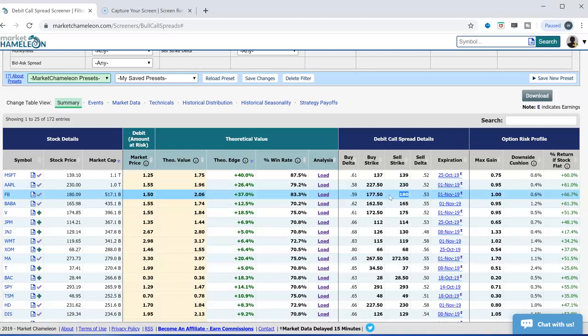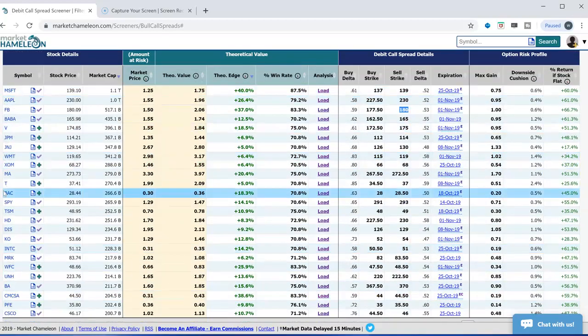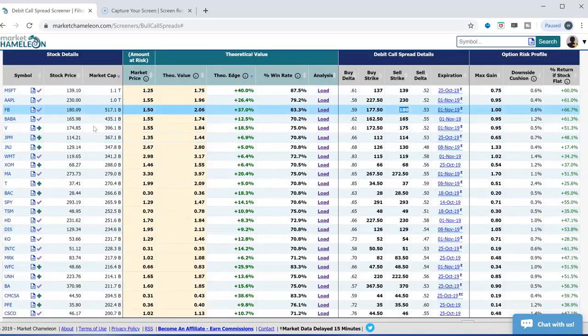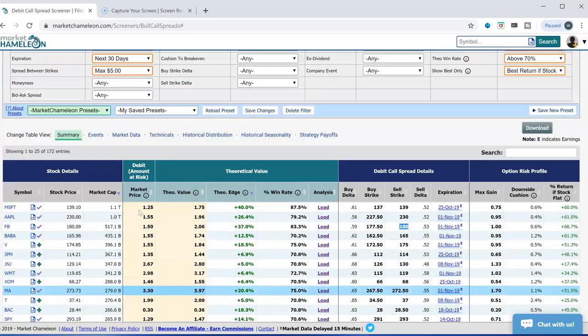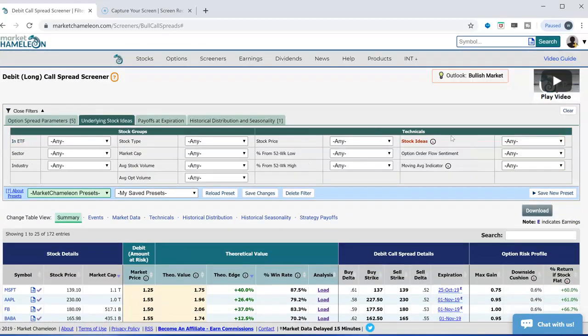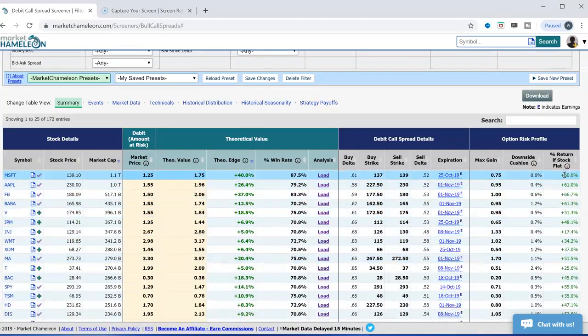So now you can see how quickly, for each of these stocks, we scanned it out, which would be impossible to do by hand. Any one of these stocks, now it's all sorted by market cap. Of course, you could just do your watch list or use any of these other parameters, but now you have the best one based on return if flat.